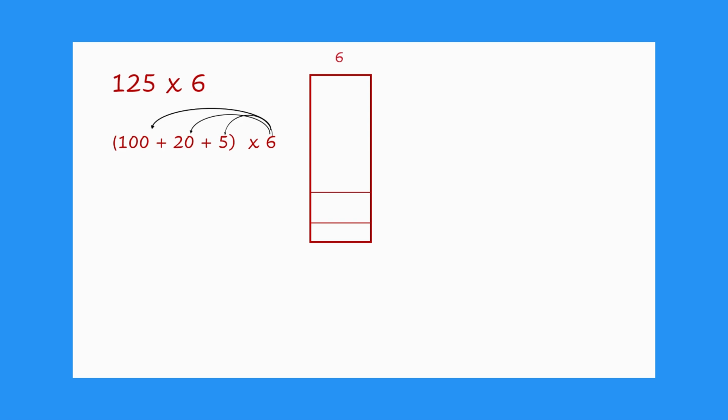I find the area of each rectangle by multiplying. I know that 1 times 6 equals 6, and this is 100 times bigger, so I know that 100 times 6 is 600. 20 times 6 is 2 tens times 6, which is 12 tens, or 120, and 5 times 6 is 30. I can add these areas together to get my product, which is 750.